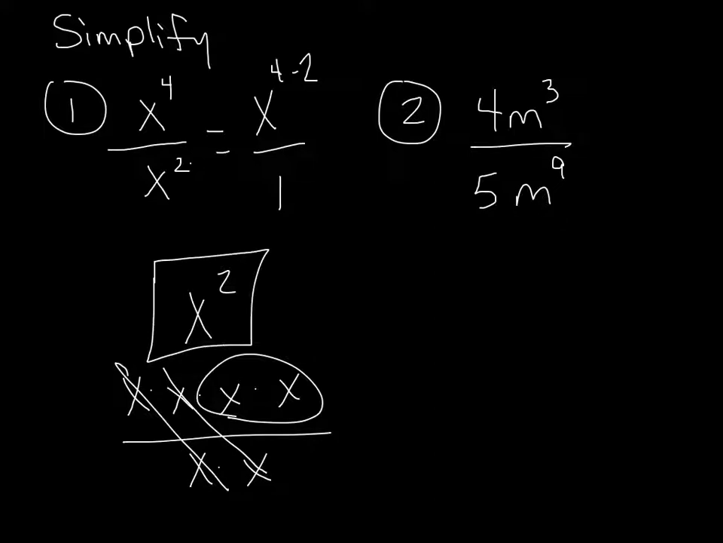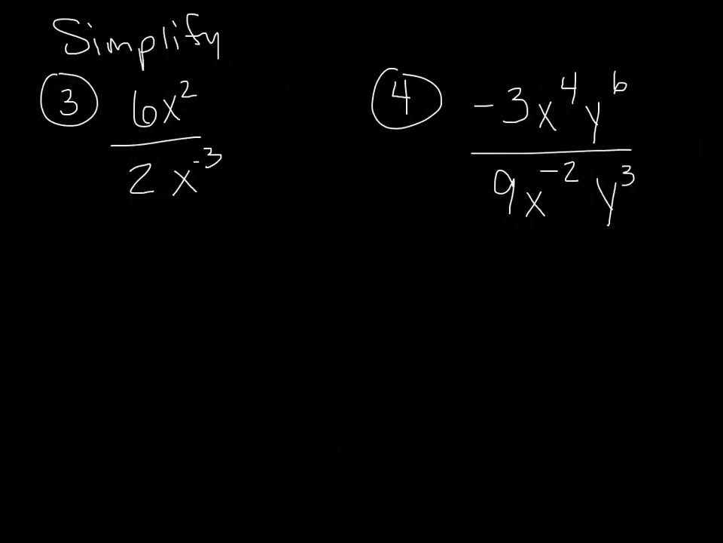On number 2, you have 4m to the 3rd over 5m to the 9th. First thing you want to look at is your numbers, 4 and 5. Can you simplify 4 and 5? No, so they're going to stay as 4 on top, 5 on the bottom. M to the 3rd over m to the 9th, well, they're bigger on the bottom, so m stays on the bottom, and 9 minus 3 is 6. So you get 4 over 5m to the 6th.